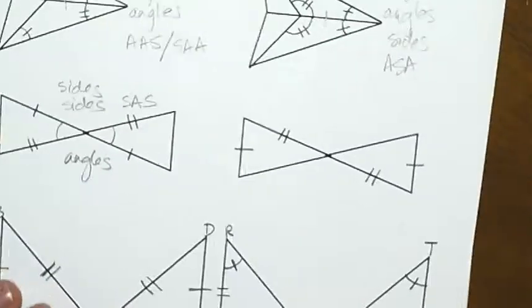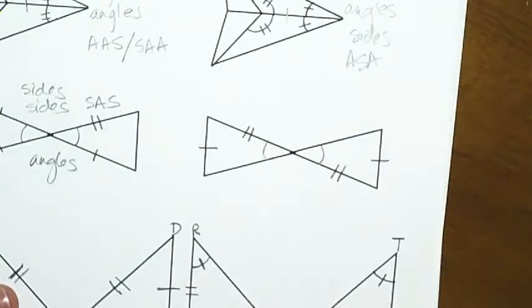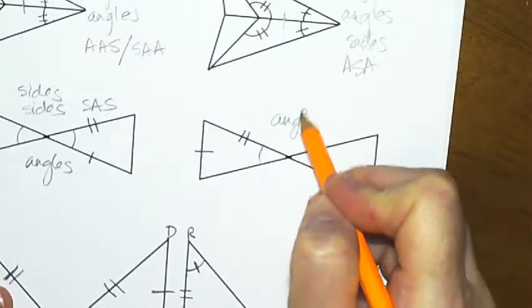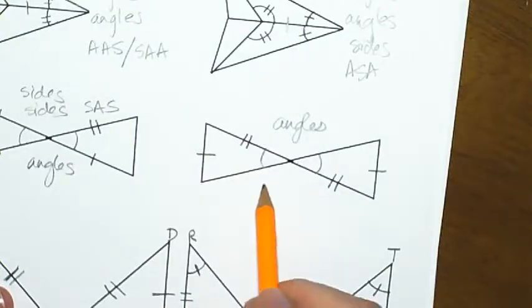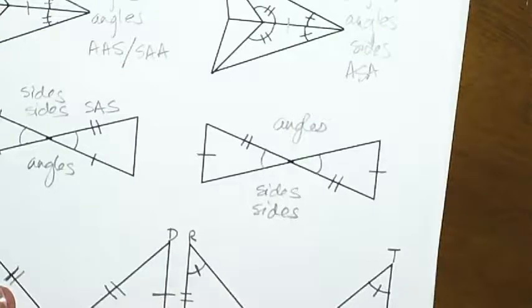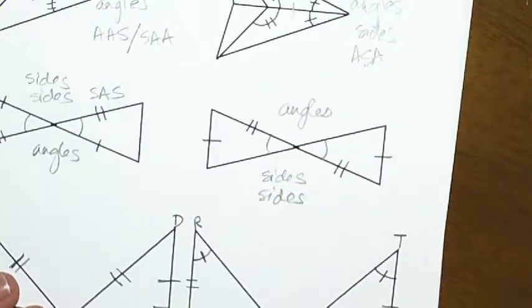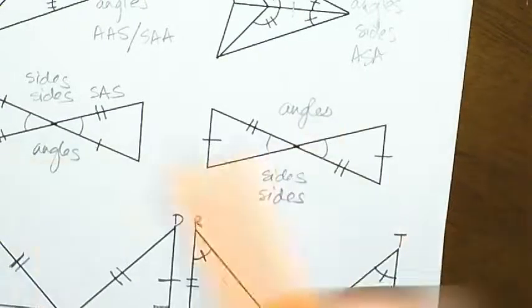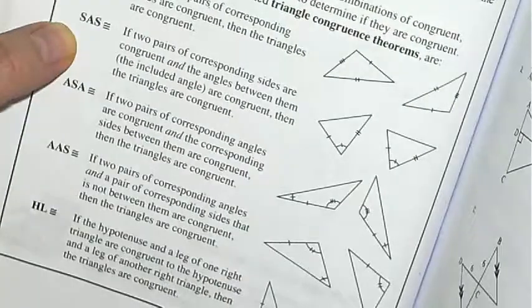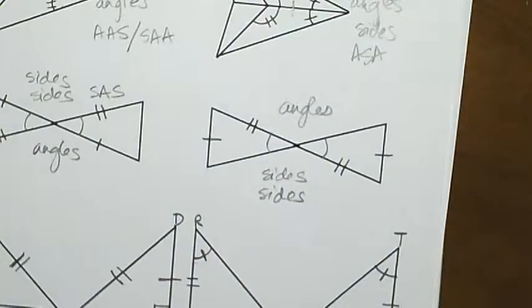Okay, let's look at this picture. We've got the same vertical angles congruent. We have a pair of angles. We have a pair of sides. We have another pair of sides. Okay, so if I spell this out, that should remind you of something. That is not a shortcut. So two sides and an angle only works with side, angle, side, angle, side, side, or side, angle, angle.